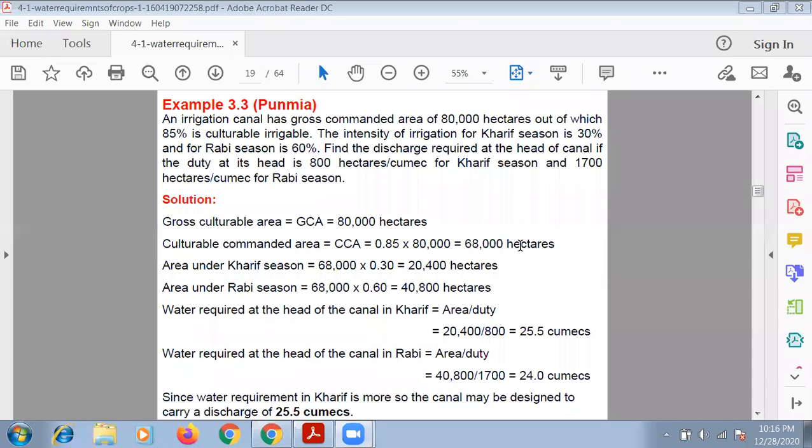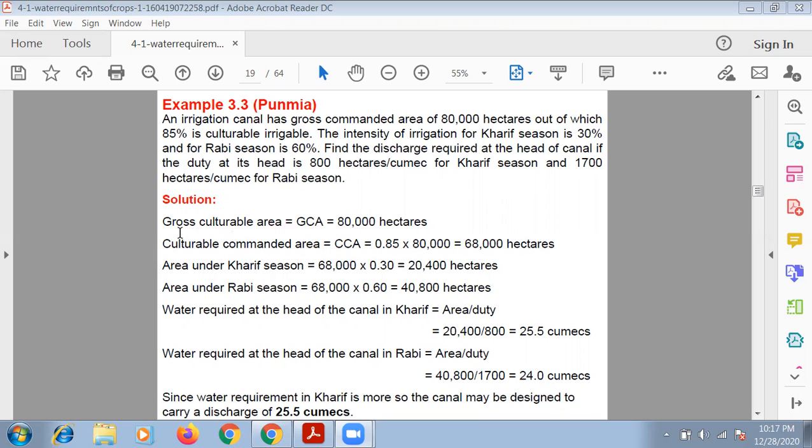Hello everyone. So let us solve the problems on water requirement of crops. An irrigation canal has a gross command area of 80,000 hectares, out of which 85% is culturable irrigable. The intensity of irrigation for Kharif season is 30% and for Rabi season is 60%. Find the discharge required at the head of the canal if the duty at its head is 800 hectares per cumex for Kharif season and 1700 hectares per cumex for Rabi season.